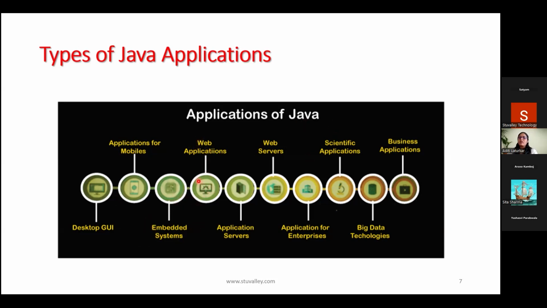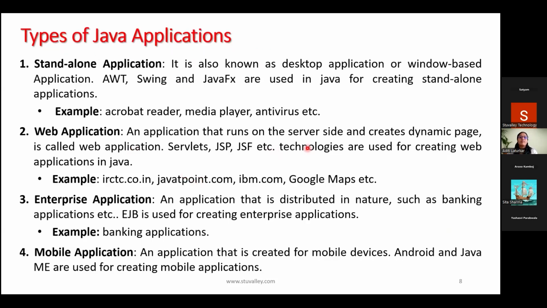Web applications are widely used nowadays because everything is on the internet. Web applications are nothing but those which run on the server side and create dynamic pages. Currently we are using lots of web applications because everything is on the internet, right? Java provides you some technologies like servlets, JSP, JSF, etc. These technologies are used for developing or creating the applications in Java. Examples are IRCTC, which is the Indian Railways website, Java T-Point, IBM, Google Maps. These are all currently known as web applications, or you can say these are developed in Java.